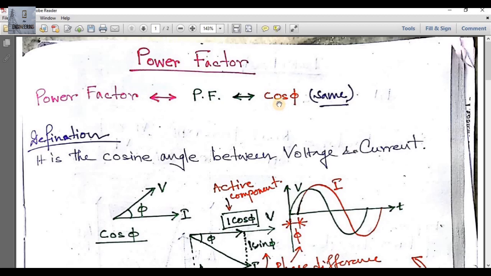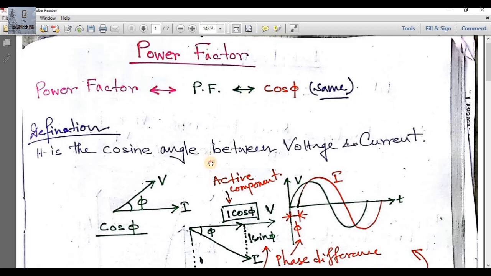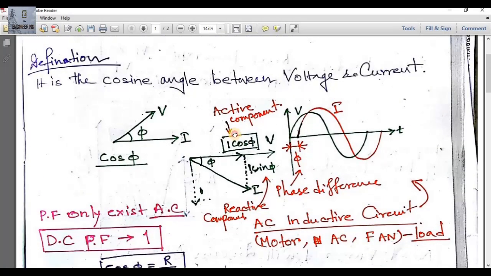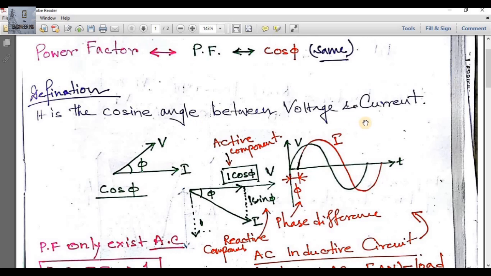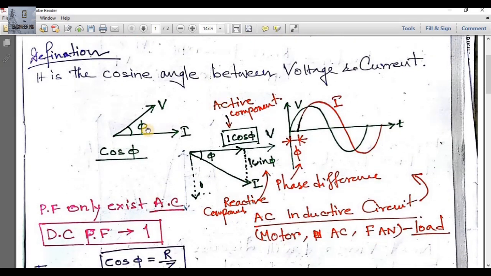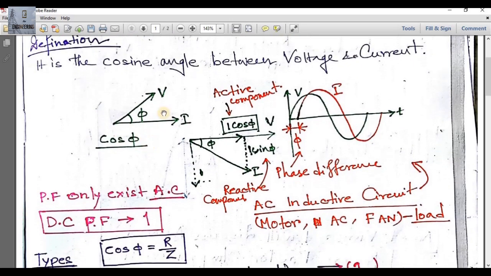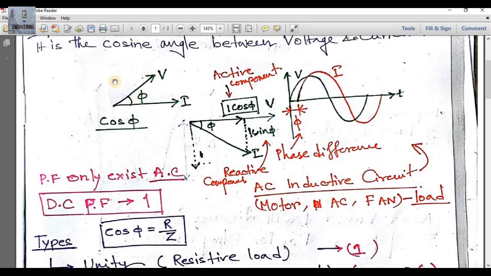So this is a PDF file. This file is created by me, and you also get this file in the description below. So, power factor definition. Here you can see the graphical representation of the power factor.